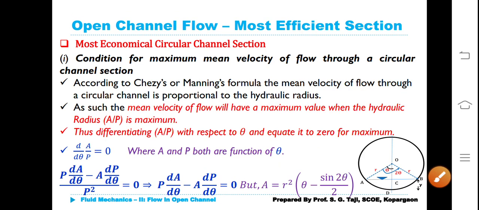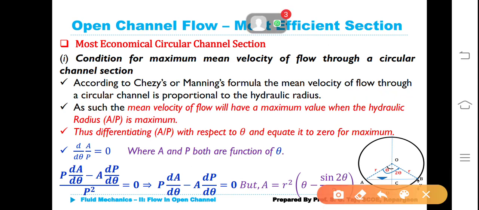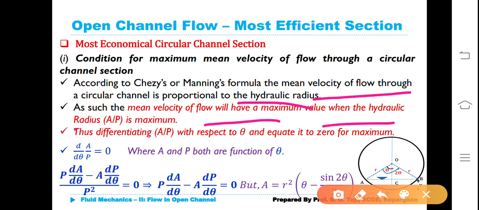Condition for maximum mean velocity of flow through a circular channel section. We will continue in this slide. According to Chezy's or Manning's formula, the mean velocity of flow through a circular channel is proportional to the hydraulic radius, capital R. As such, the mean velocity of flow will have a maximum value when the hydraulic radius A by P is maximum.